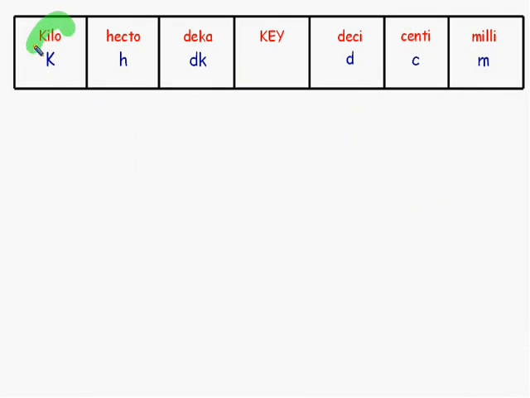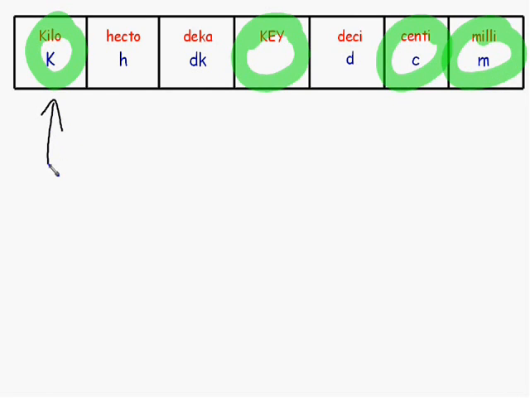Now, you have to know all your prefixes, but not all of them are as important as the others. These are the four that are most familiar and that we'll be working with. The kilo is the big one. It's 1,000 key units. Key unit, of course, is the gram, the liter, or the meter.